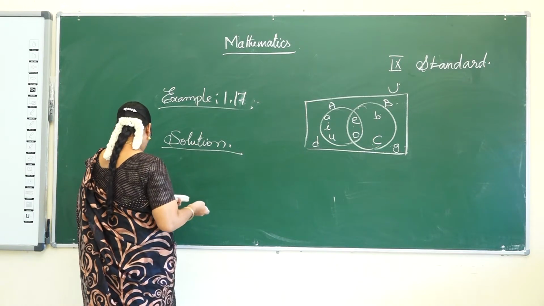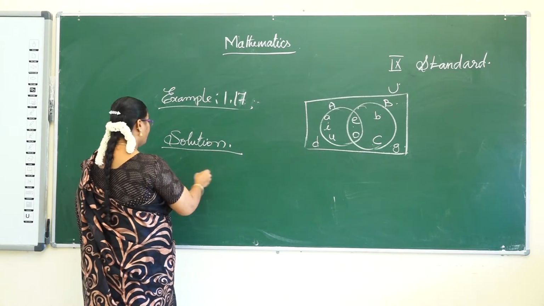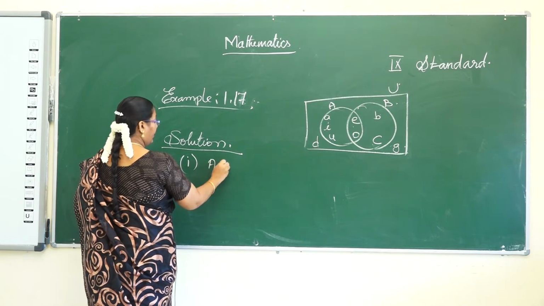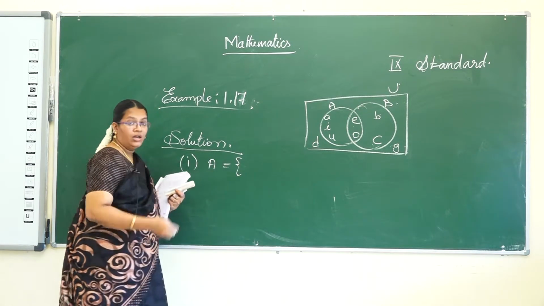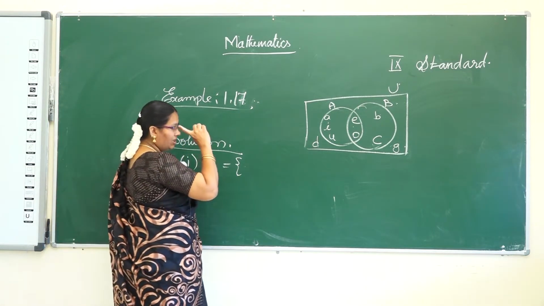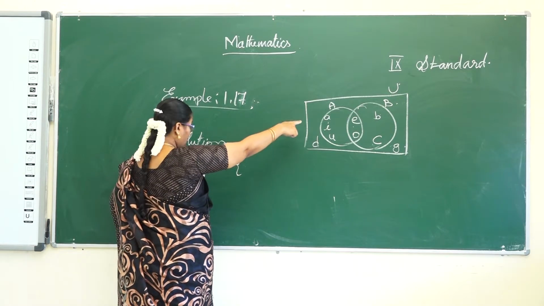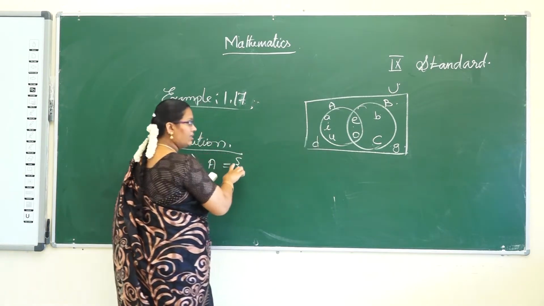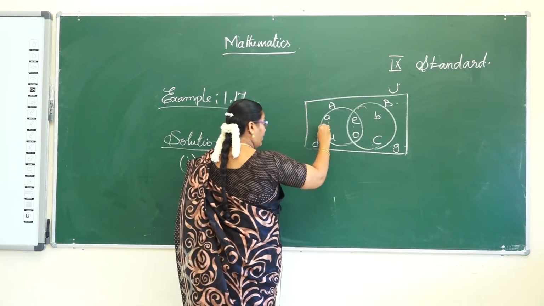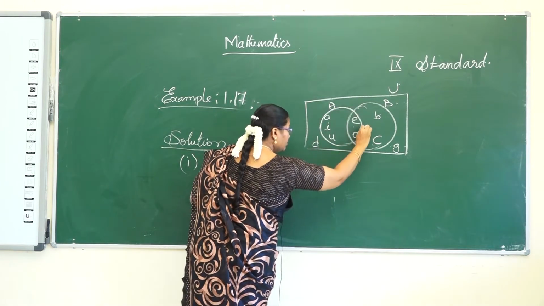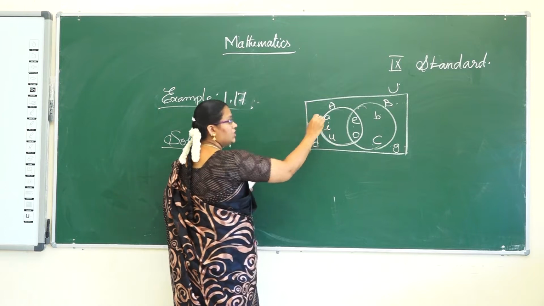Solution. From the given Venn diagram, write the elements of first one, A. What are the elements? Listing in roster form. Okay, listing all the elements in the form of roster. So see the Venn diagram. What are the elements in set A? So set A we have considered this one.